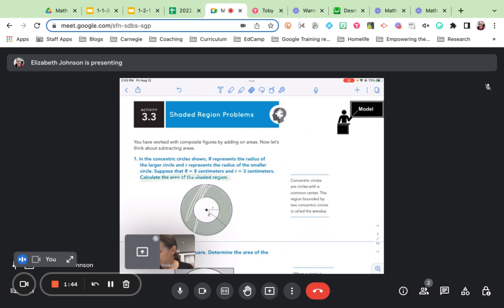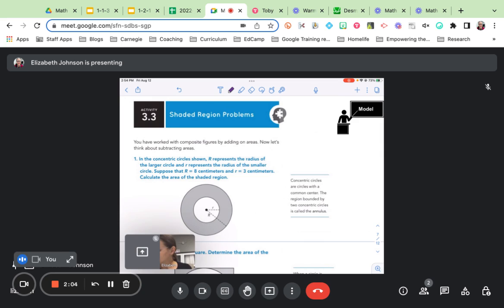All right, guys, let's talk it through. So when you want to find the area of a shaded region and there is a piece in the middle that you don't want to count, you can use subtraction. Let's actually read the problem in entirety here. It says you have worked composite figures by adding areas. Now let's think about subtracting.